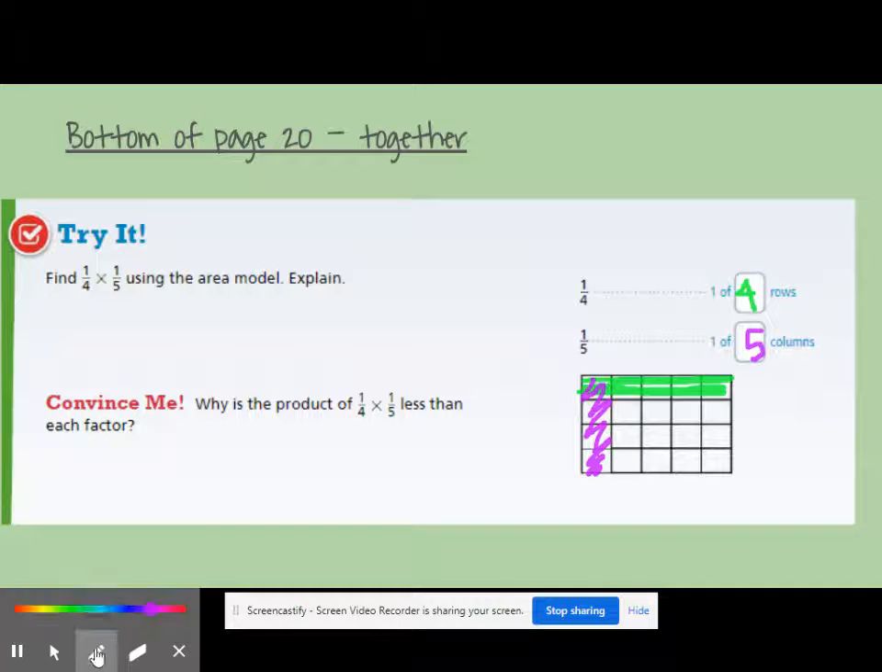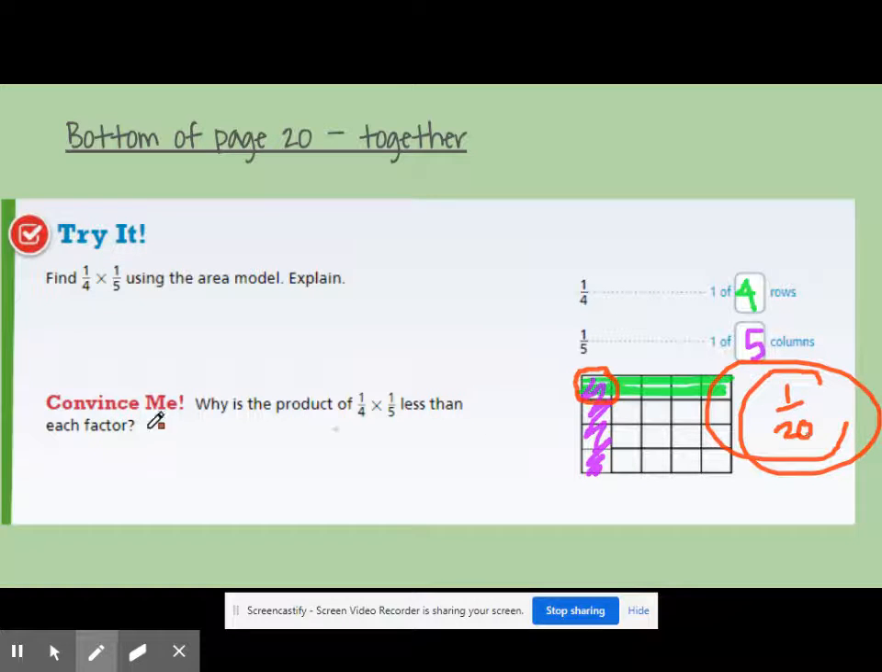Now my product, my answer, is going to be where they overlap. They overlap right here. That's only one square out of 1, 2, 3, 4, 5, 6, 7, 8, 9, 10, 11, 12, 13, 14, 15, 16, 17, 18, 19, 20. That's only one square out of 20 squares. So that is my product.